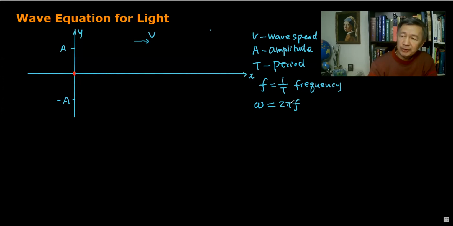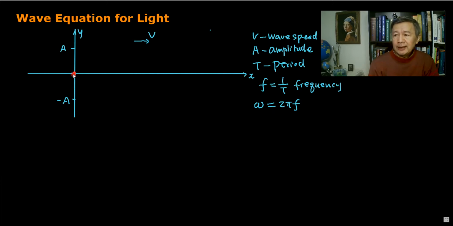Let's just return to this diagram. If we're waiting for exactly one period, during that time the oscillator will go up and back, continue to the lowest position, and return. So that would be the variation in this red dot.